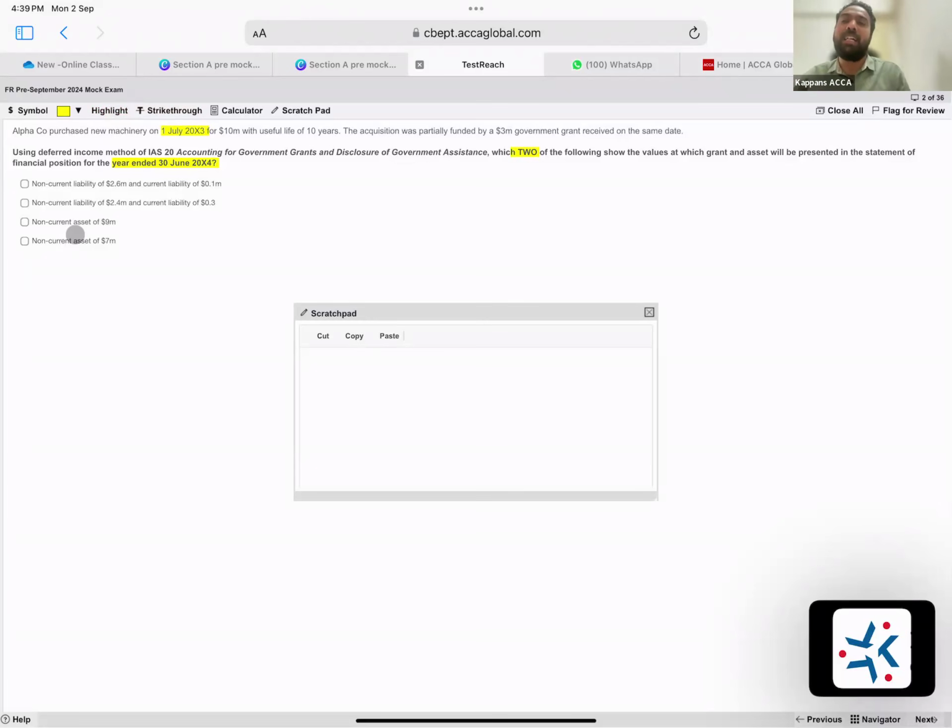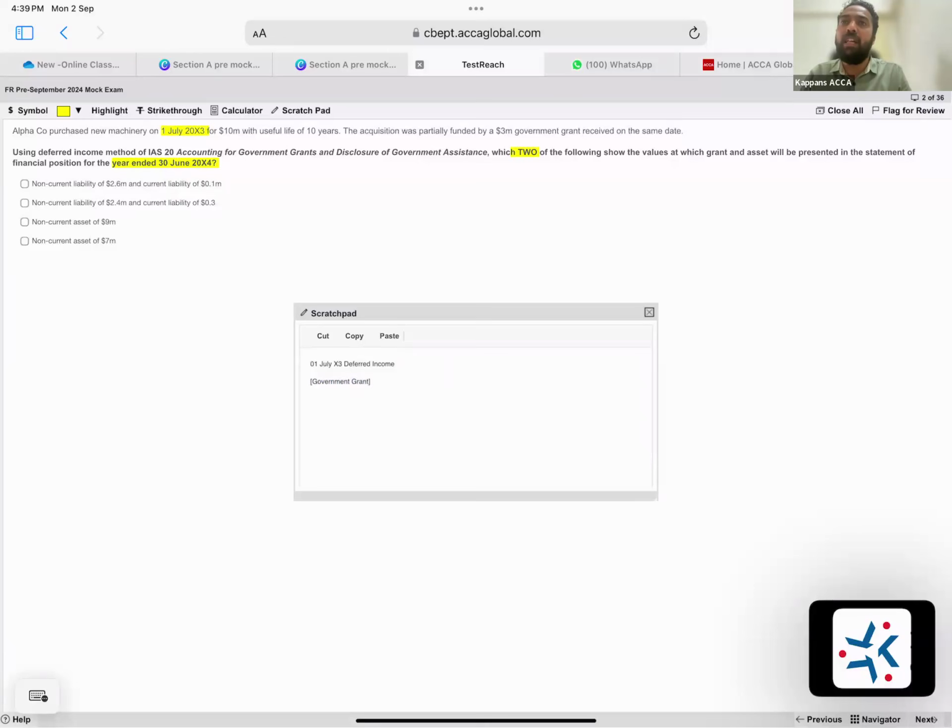So let's discuss that and let's try to identify what are the two items that have to be shown with respect to IAS 20 government grant in this particular question. So we start with the deferred income. On 1st July X3, beginning of the year, government grant is received. We have learned that as per deferred income method, when the government grant is received, it should be recorded as deferred income. So the government grant received in the beginning of the year will be recorded as a deferred income.